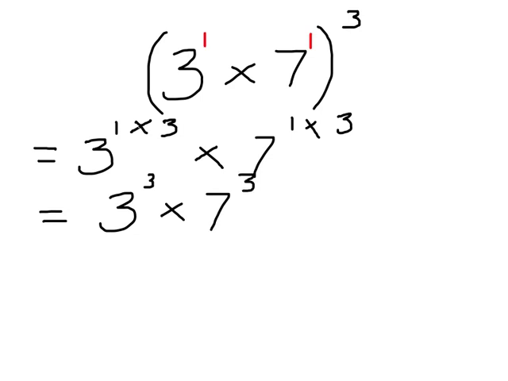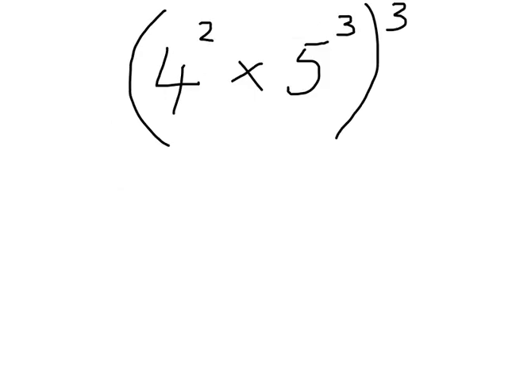Now obviously sometimes we have actual powers within the product, so we're going to do a slightly more difficult example. So here we've got 4 to the power of 2 times 5 to the power of 3, and that's our product, and we've raised that to a power of 3. So using our last example, we're going to just multiply the powers of each index number.